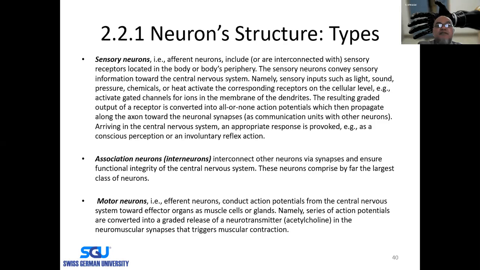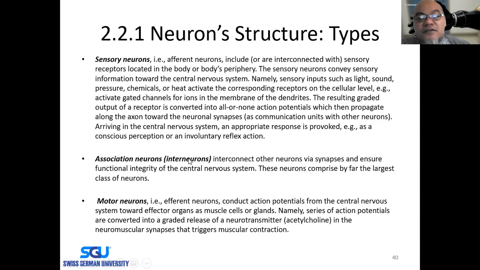Arriving in the central nervous system, an appropriate response is provoked, for example, a conscious perception or an involuntary reflex. An involuntary reflex means the synapse is short-circuiting the central nervous system, and the sensory neuron goes directly into the motor neuron, and then triggers the muscle cell directly. But if it goes to the central nervous system, it will create conscious perception in our brain, and then we decide what to move, how to move, etc.